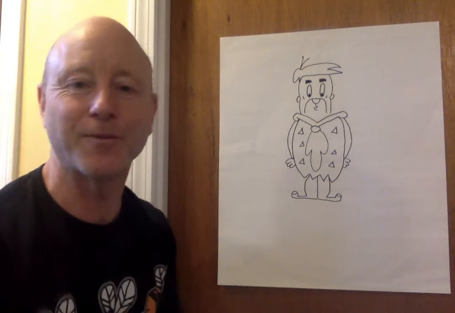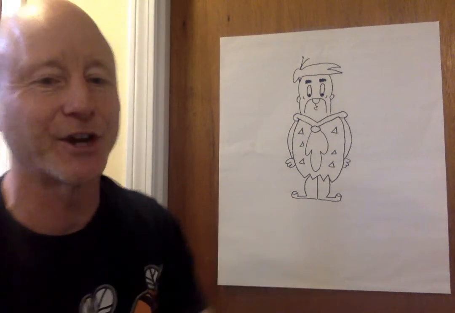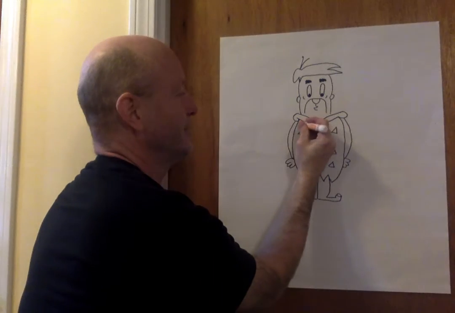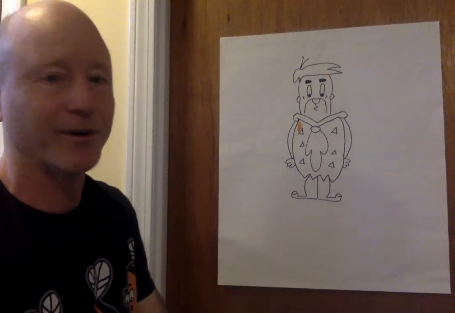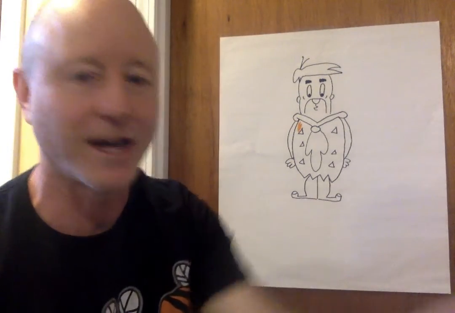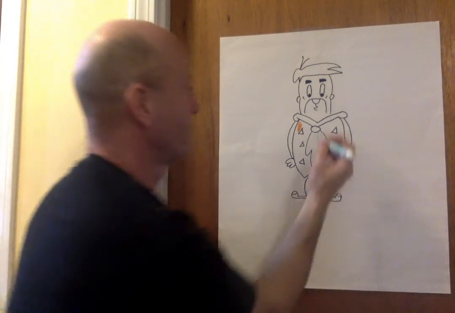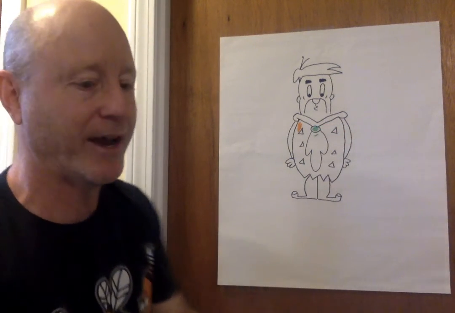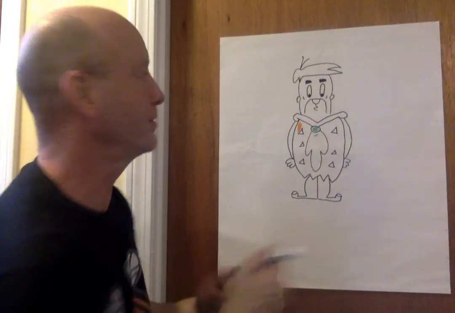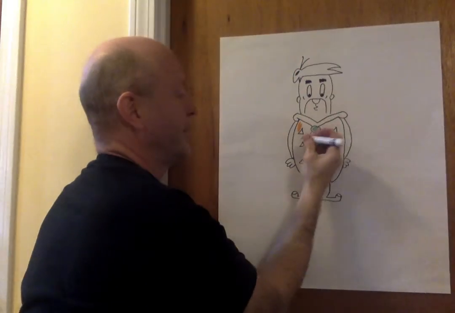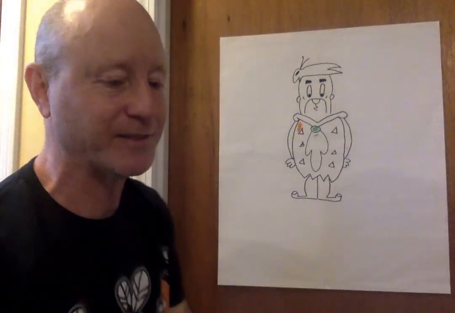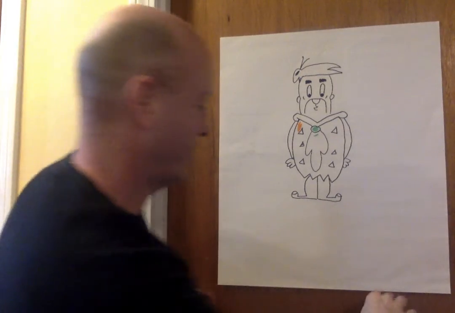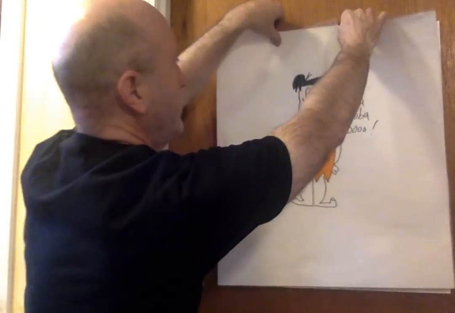Now, if you have colored pencils or markers available, we can start coloring in Fred. His shirt is orange, so you could fill in the orange there. His tie is green, so we can start putting in some green there. His hair is black, and the triangles on his body are black. And once you have that all filled in, it would look like this.